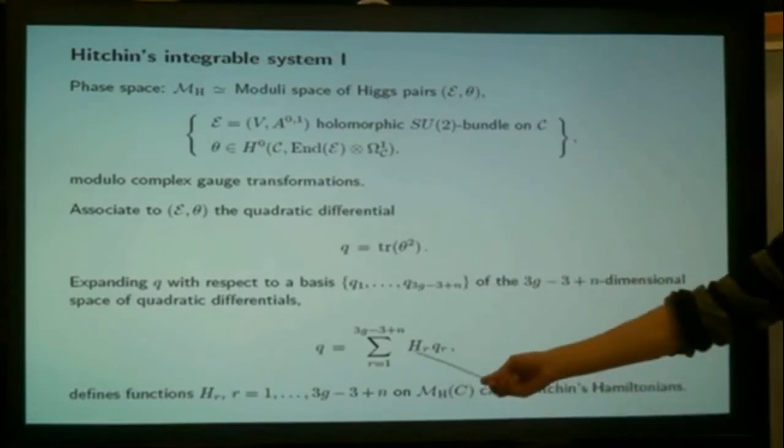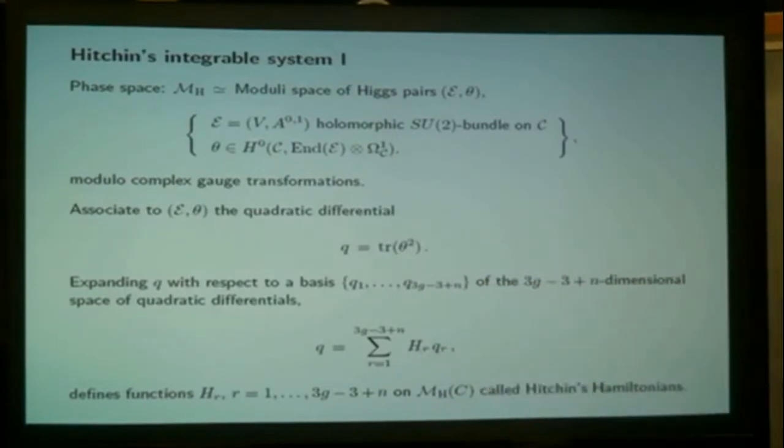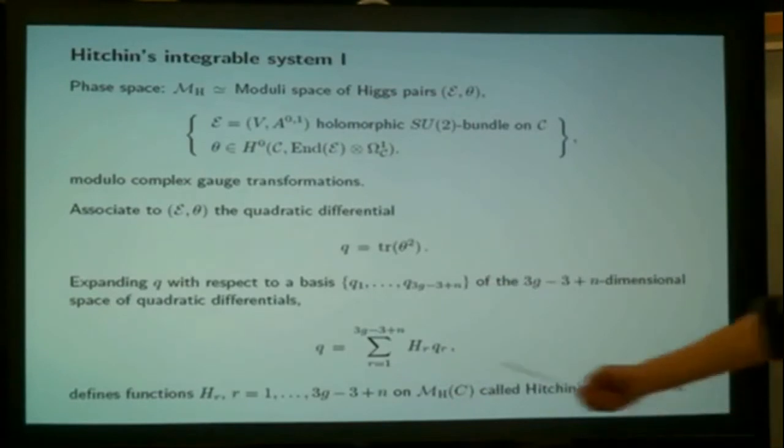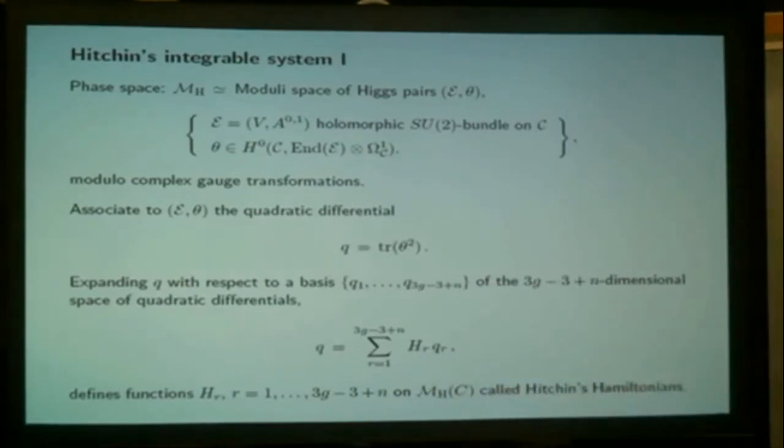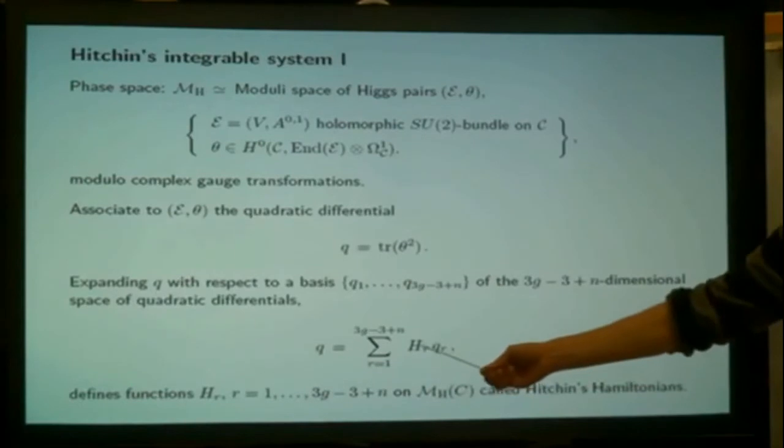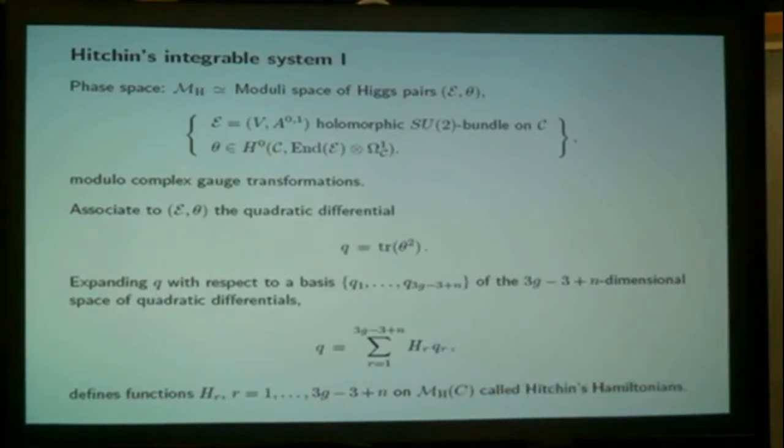So what this defines is a collection of functions on this Hitchin moduli space. And these functions, of which we have just half as many as the space has dimensions, will be called the Hitchin Hamiltonians.